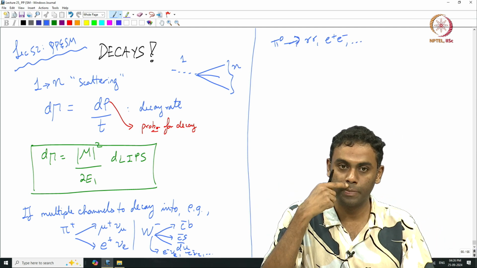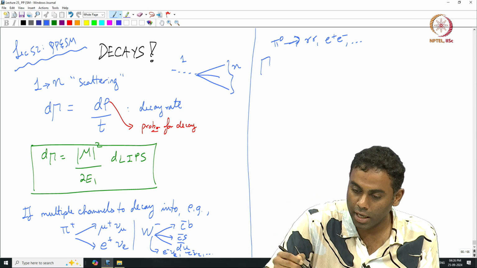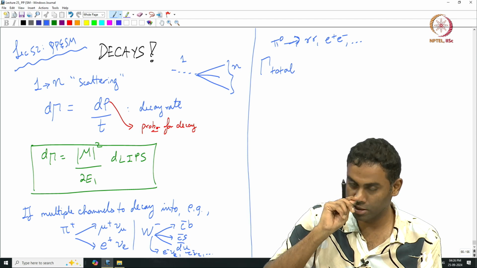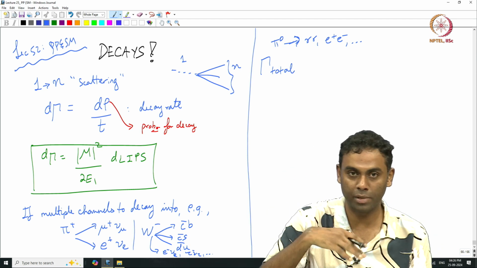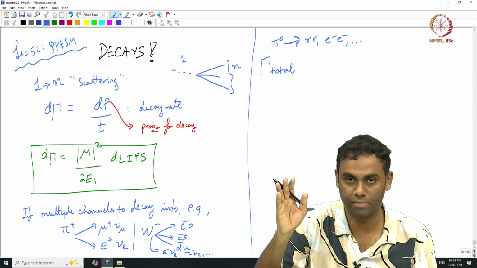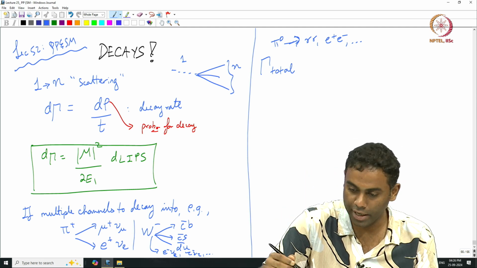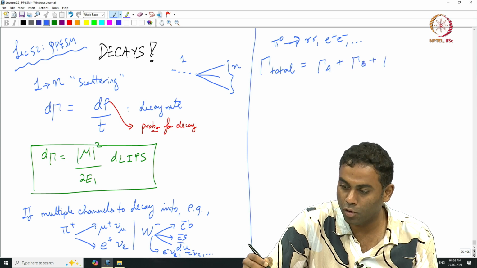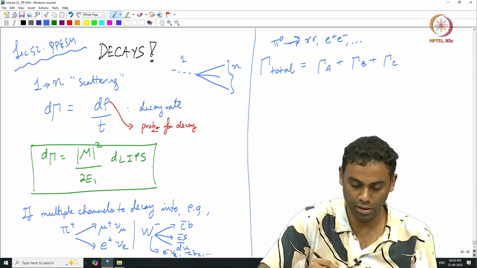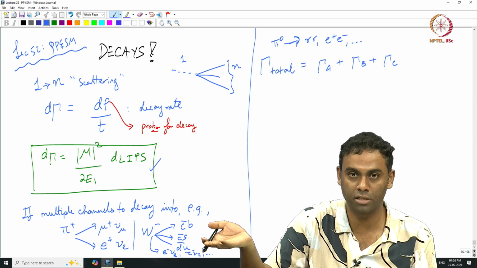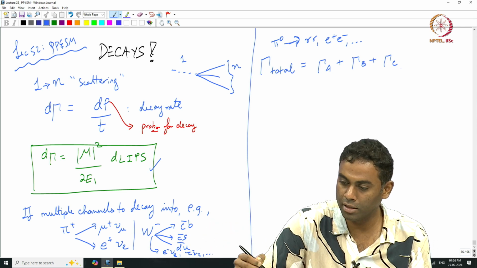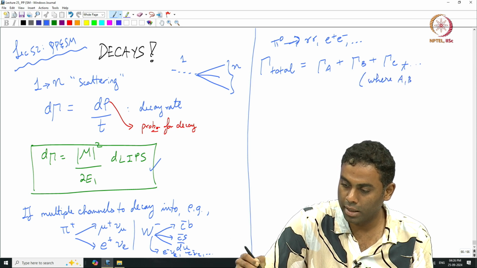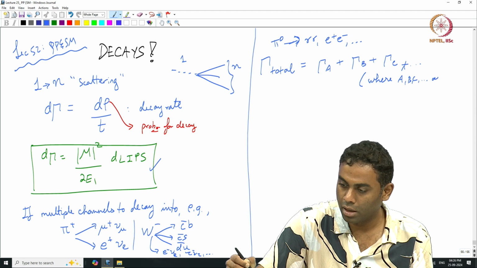When we have this, we can of course write the total decay width. There is a reason this is called the width, let us not get into it now, sometimes I may use that word, just think of it as the total decay rate. The total decay rate is the sum of the rates for each channel. You have to compute this for each channel and just sum them up, that is it, very intuitive. So plus dot dot dot, where A, B, C dot dot dot are channels.